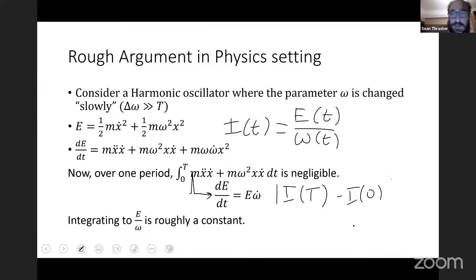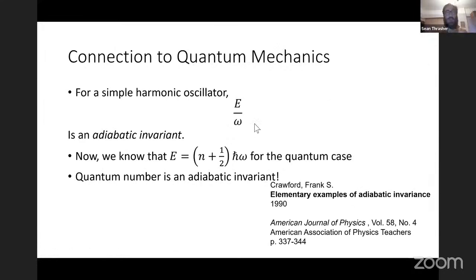More formally speaking, this is what we essentially have. This is a big O of T. Now, let's go back to quantum mechanics. So this is telling us that for a harmonic oscillator, E over omega is an adiabatic invariant. But if we imagine going now to the quantum mechanical setting, it seems to suggest that this quantity here, if I divide by omega, this quantum number, is also an adiabatic invariant.